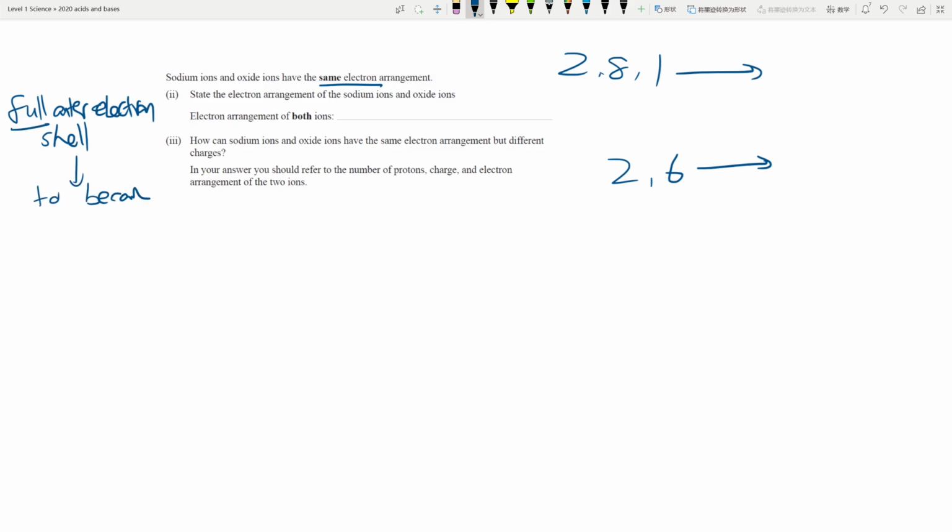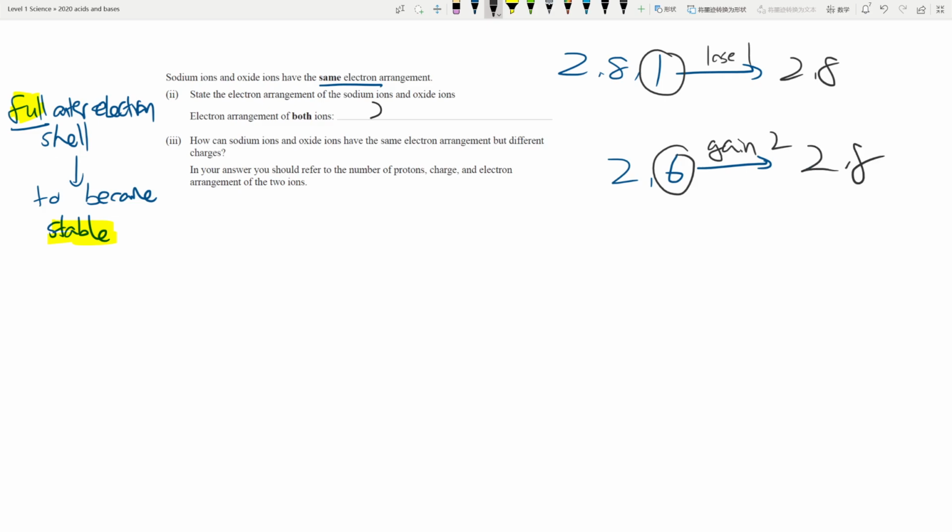As a marker, this is something our entire panel looks for. We want you to talk about why atoms become ions: they want to have a full outer electron shell in order to become stable. This number is not 8, so what can it do? It can either lose 1 or gain 7. Losing 1 is much easier. It loses 1, so it becomes 2, 8. For oxygen, that's not full, so how does it become full? You gain 2, so it's 2, 8. So both are 2, 8.